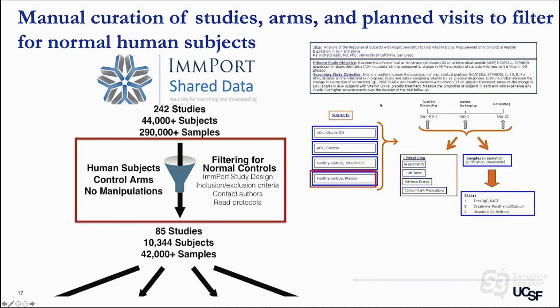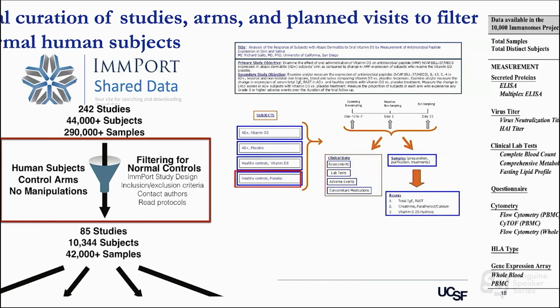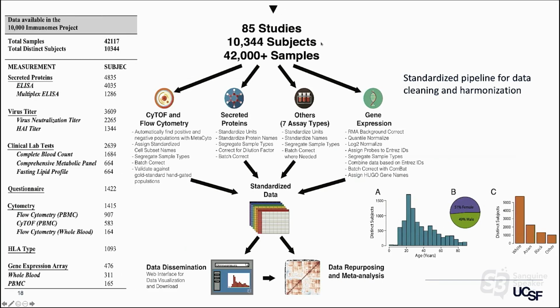And as you can see here on the right, each study in ImmPort has the study design and types of data getting captured. So we manually read all of these studies. And from these 85 studies, the types of data collected were CyTOF and flow cytometry data, mainly the cytokine data, and other data types such as gene expression data.